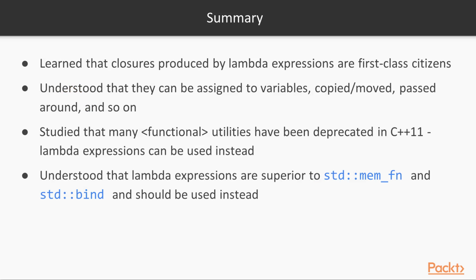Here's a recap of this video. Closures produced by lambda expressions are first-class citizens. This means that they can be assigned to variables, copied, moved, passed around, etc. Many functional utilities have been deprecated in C++11 and completely removed in C++17. Lambda expressions can be used instead. Also, utilities such as memfun and bind, which were introduced in C++11, shouldn't be used anymore. Lambda expressions are superior to them for a plethora of reasons.